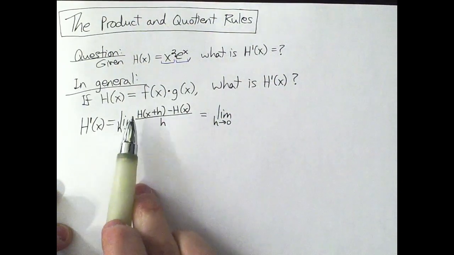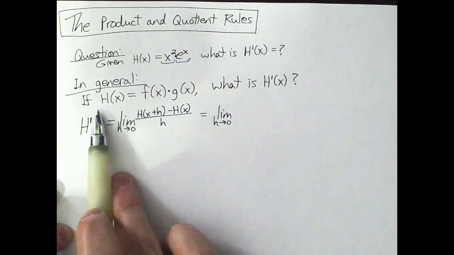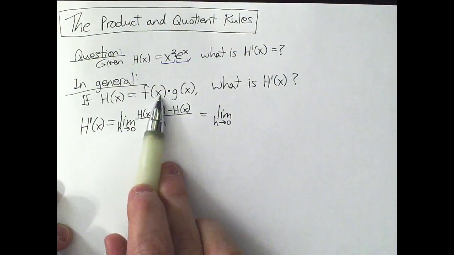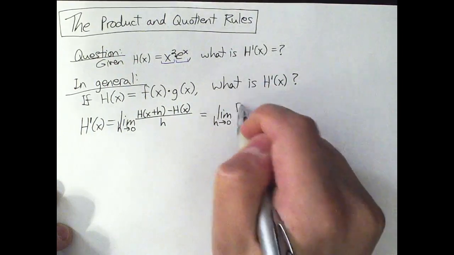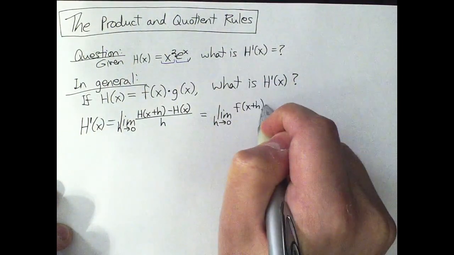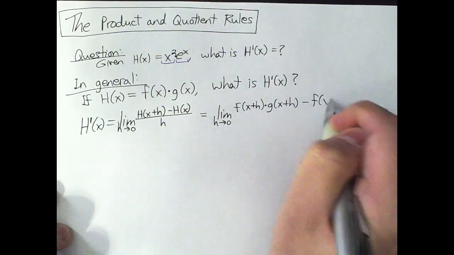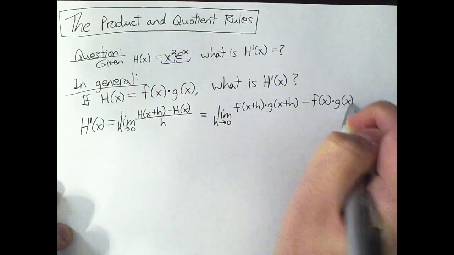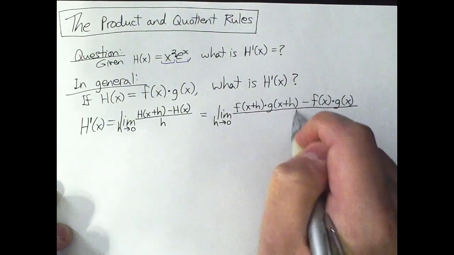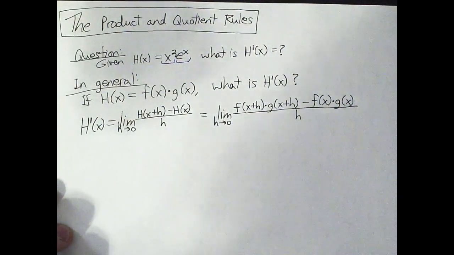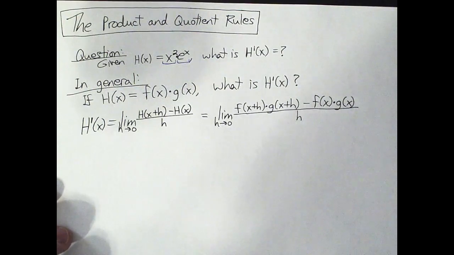All right, so what's capital H of x plus h? Well, in this case, capital H is f of x times g of x. So put x plus h in place of x. So this is going to be f of x plus h times g of x plus h minus f of x times g of x, all of that over lowercase h. And we need to figure out something to do with this to simplify it, because there's not really anything that we can cancel right now.